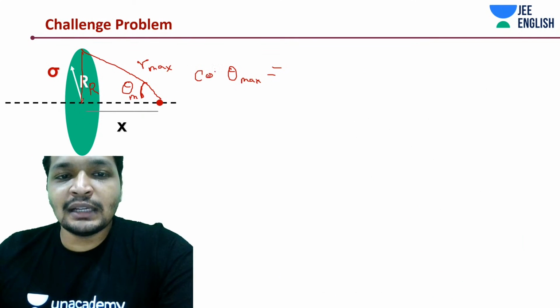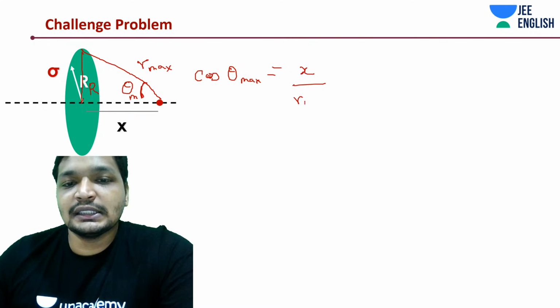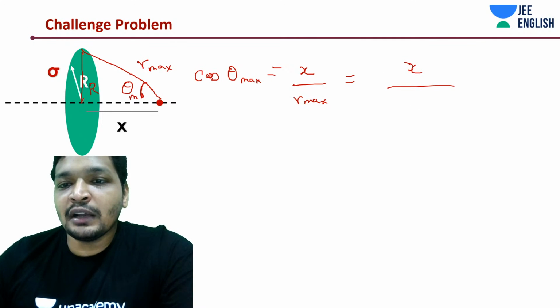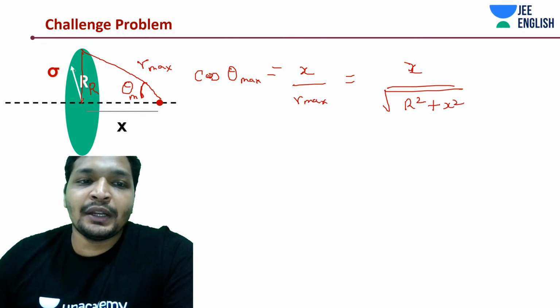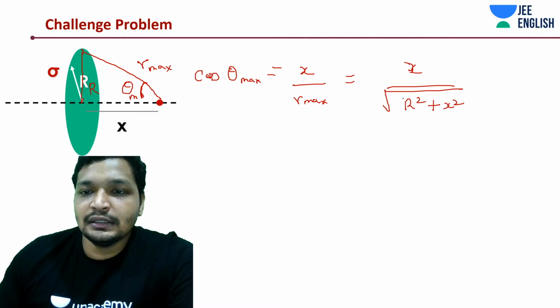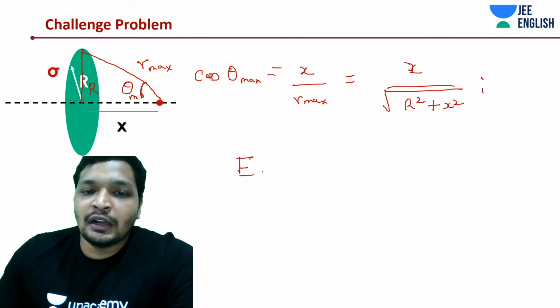What is cos theta max? Even simpler. It's x by r max. How much is that? What is the value of r max? Under root of R square plus x square, where capital R is the radius of the disk. That is it. Simple. Substitute the value. You can find out even the place where it would have the maximum field, etc.